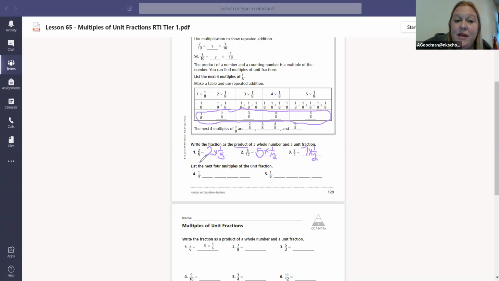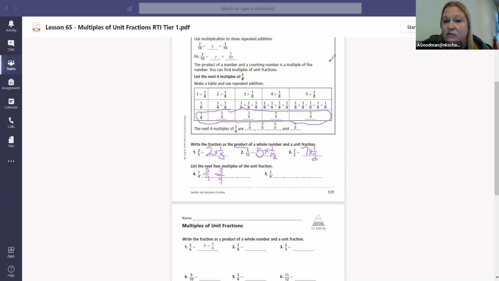All right, so number 4 and 5, we are listing the multiples. Easy peasy because we have a 1, it's a unit fraction. So 1/4, if we were to add another fourth, it would be 2/4, right? Add another fourth would be 3/4. All right, I'm not even gonna finish that one for you. 4/4, 5/4, right? 1/6, 2/6, 3/6, 4/6, 5/6. You got it.